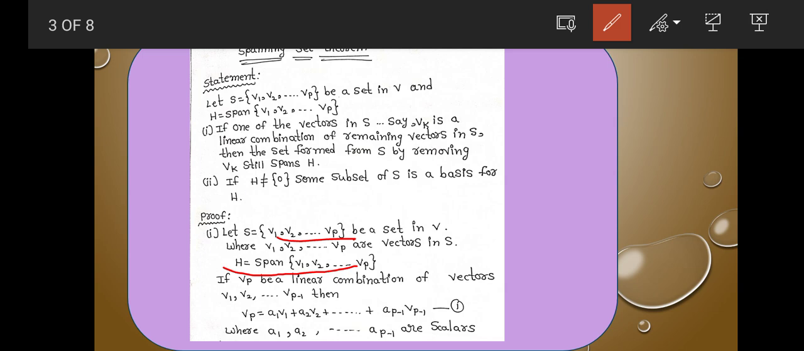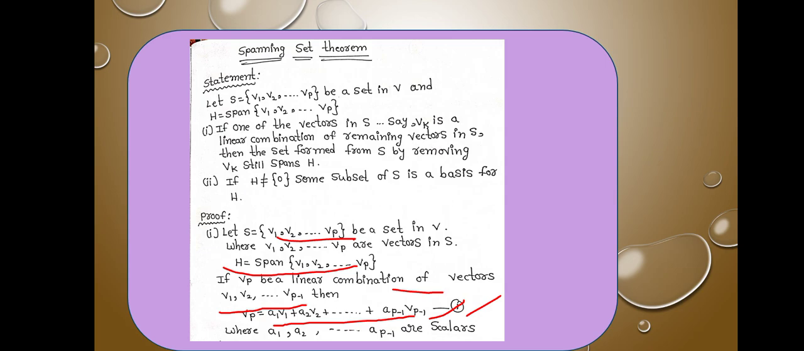If Vp is a linear combination of vectors V1, V2, up to Vp minus 1, so a linear combination of the preceding vectors, then I wrote Vp is equal to A1 V1 plus A2 V2 plus so on up to A(p minus 1) V(p minus 1). Here A1, A2, up to A(p minus 1) are scalars which may be 1, 2, etc. V1, V2, up to V(p minus 1) are the preceding vectors of Vp. So we just wrote Vp as a linear combination of preceding vectors. Okay, then let's go to the next step.